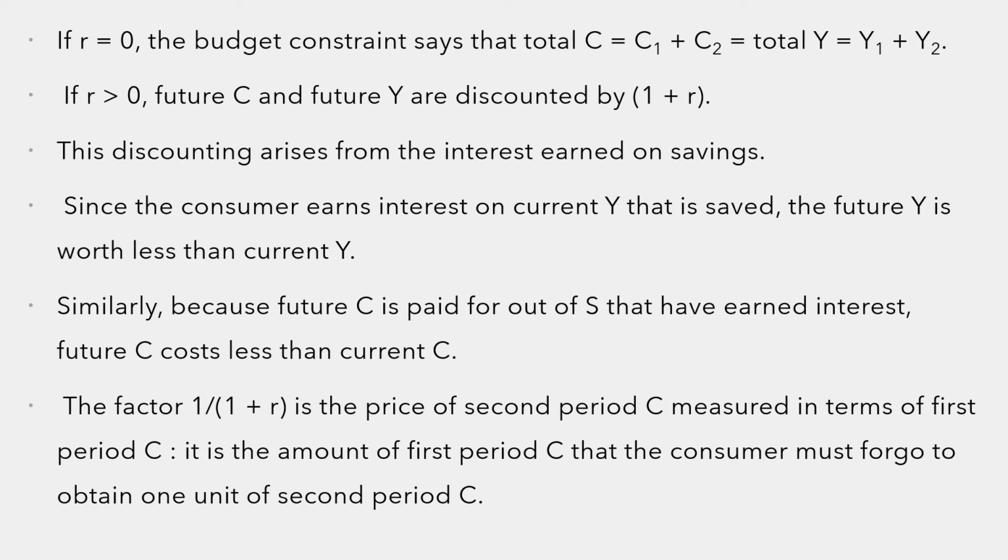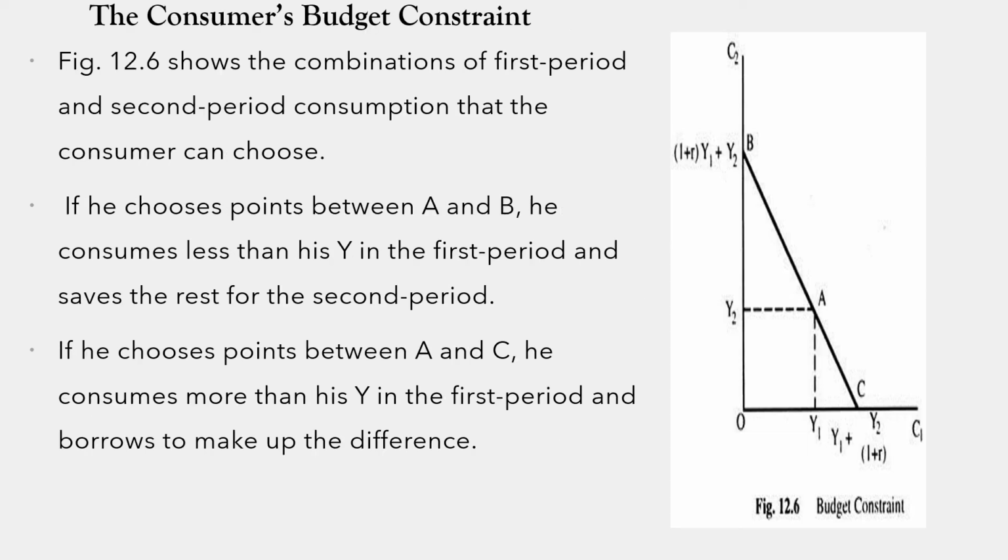This discounting arises from the interest earned on savings. Since the consumer earns interest on Y and this is saved, the future income is worth less than current income. Similarly, because future consumption is paid out of the saving on which you have earned interest, future consumption costs less than current consumption. The factor 1 by 1 plus R is the price of the second period consumption measured in terms of the first period consumption. It is the amount of the first period consumption that the consumer must forego to obtain 1 unit of extra consumption in the second period.